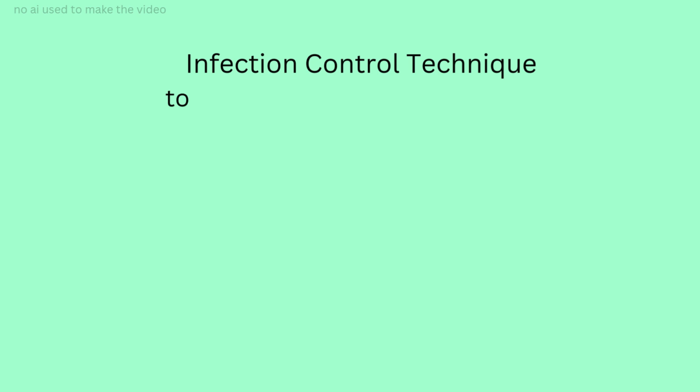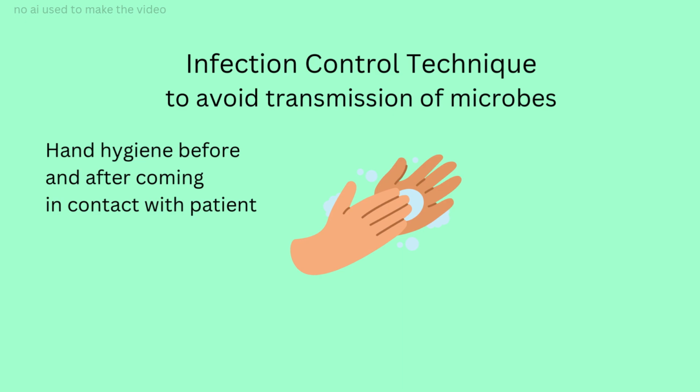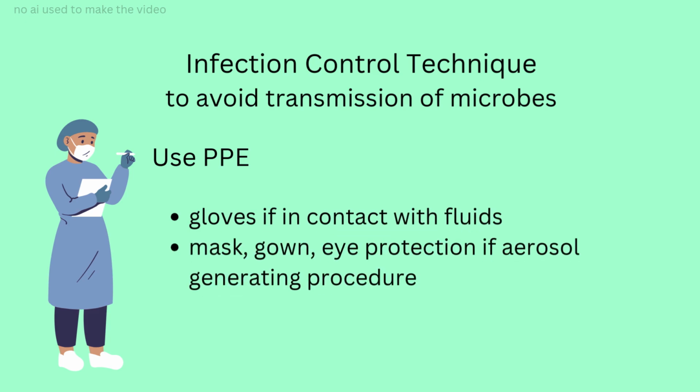Now we are going to talk about the infection control techniques. This procedure is to avoid any transmission of infectious agents in healthcare settings. For that, perform proper hand hygiene before and after coming in contact with the patient. Use personal protective equipment, also gloves, before coming in contact with blood, fluids, or contaminated content.